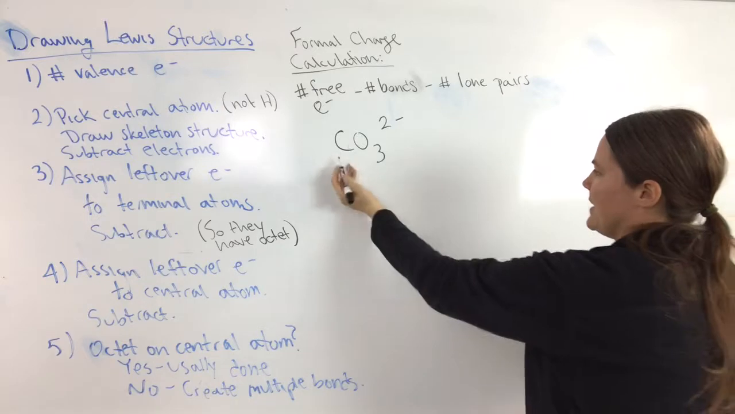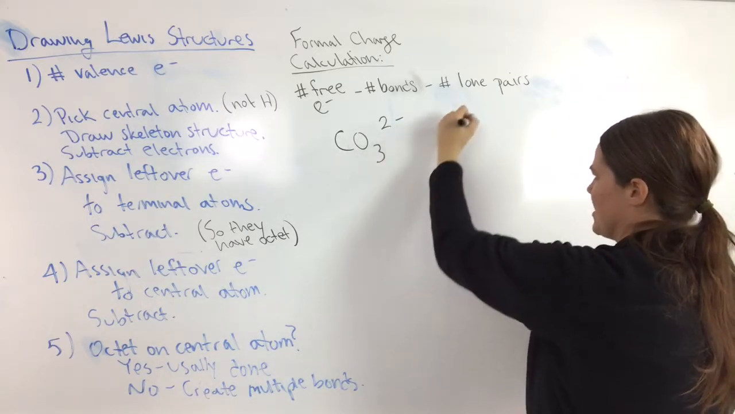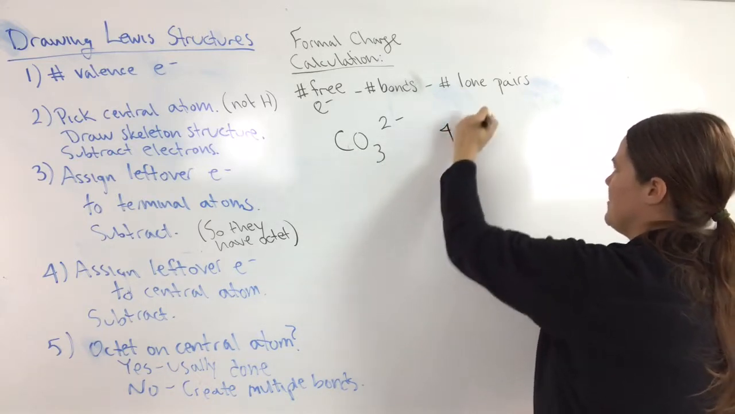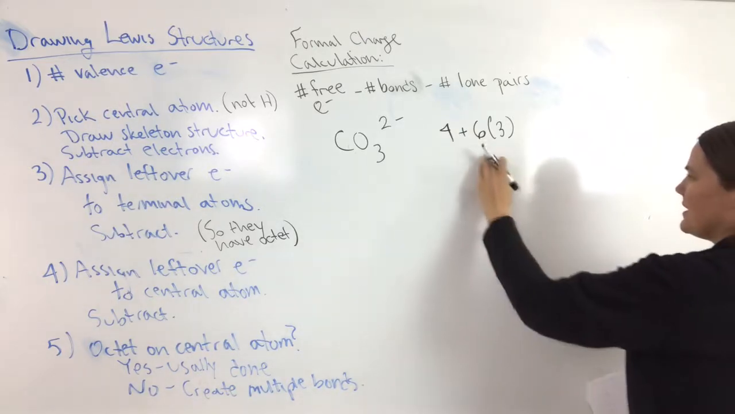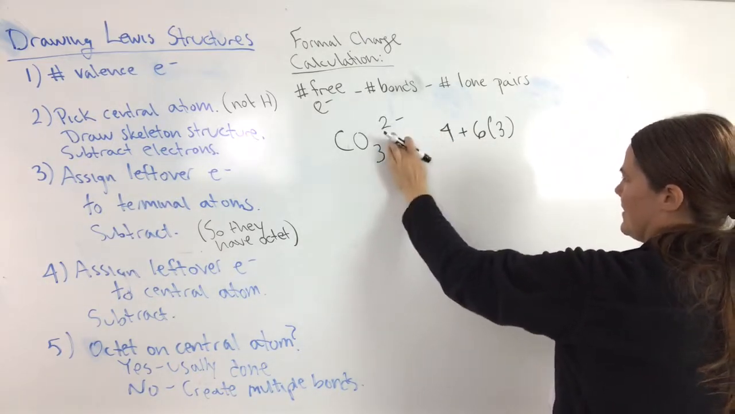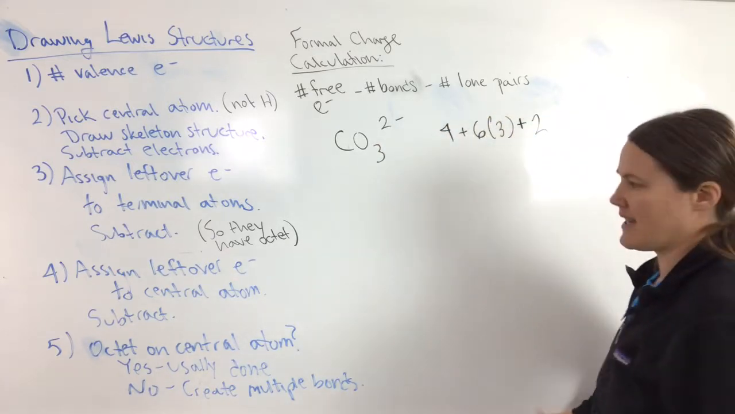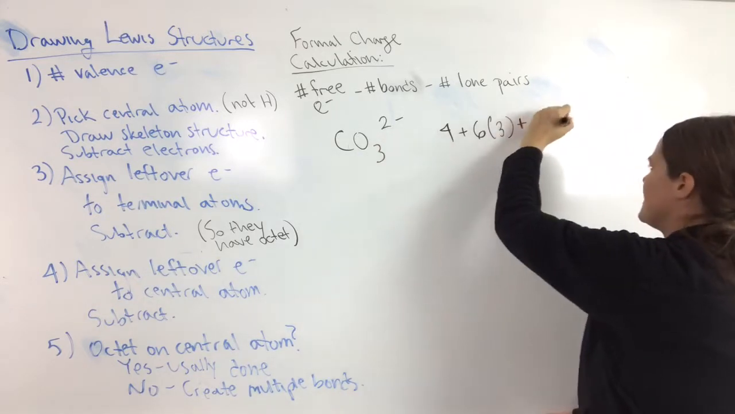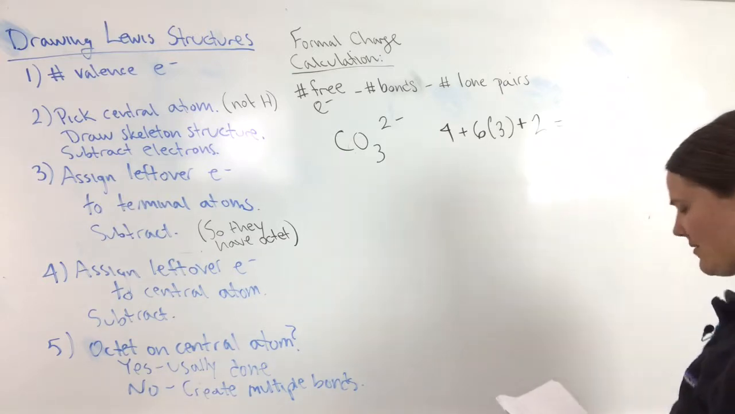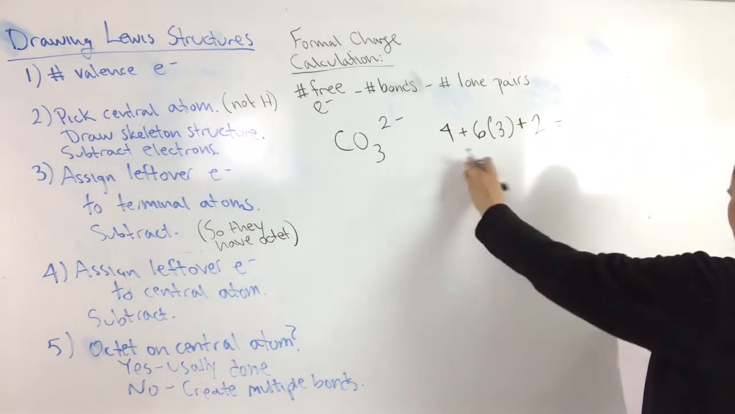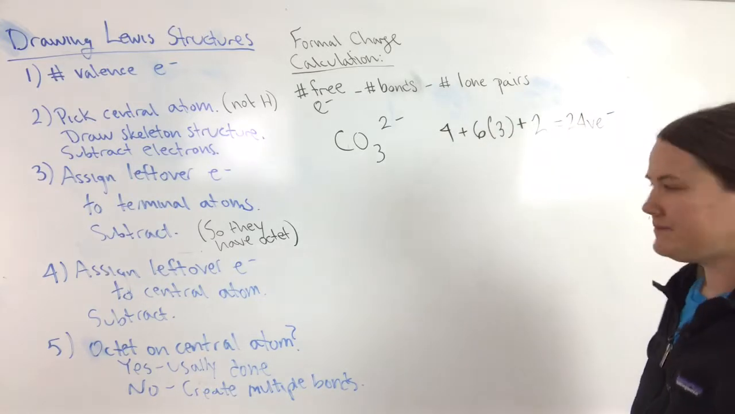We have carbon. Carbon has 4 valence electrons, and we have an oxygen which has 6 valence electrons, but we have 3 oxygens, so that's times 3. And then we have plus 2, we have 2 more electrons, because this has a 2- charge. So we just add those electrons to our total number of electrons that we account for in the structure. So if we add all these up, this is 24 valence electrons.